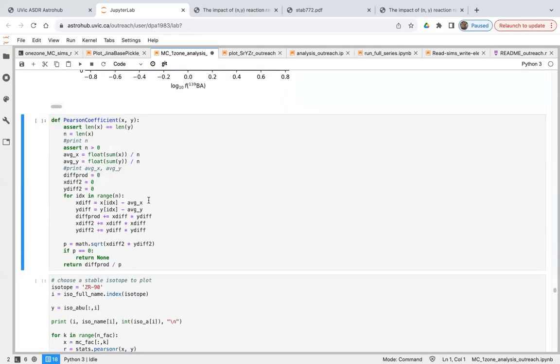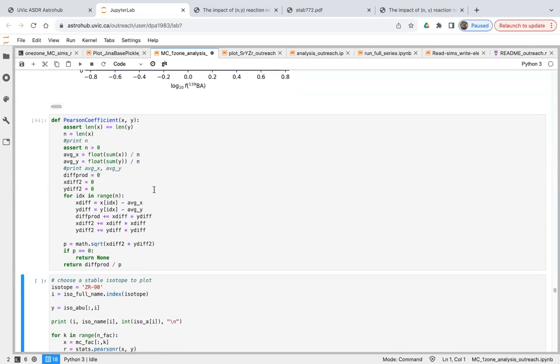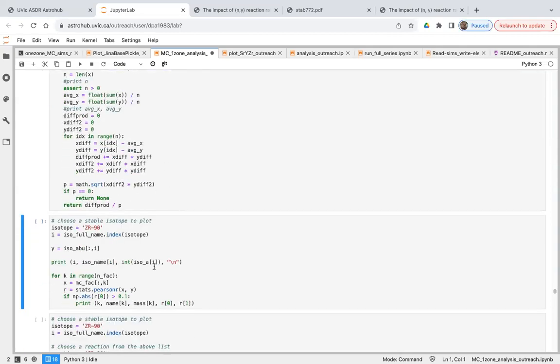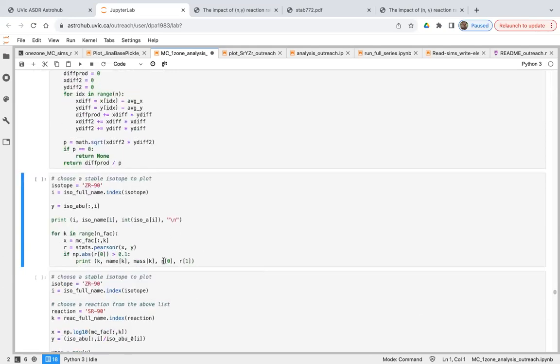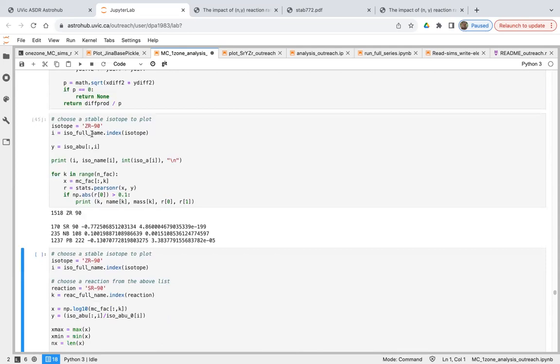Okay. So this is just a cell that defines the Pearson correlation coefficient. Here you can see how it's calculated, but in the next cells I use the Pearson correlation coefficient from the Python statistics package. So you can use either this one or this one. And now we calculate correlation coefficients. In this case, for the isotope zirconium-90, and again we find that strontium-90 (n,gamma) has the strongest correlation coefficient, negative by absolute magnitude.